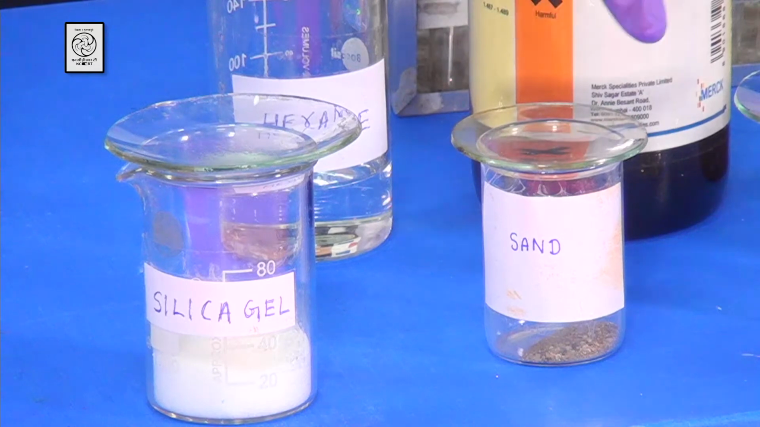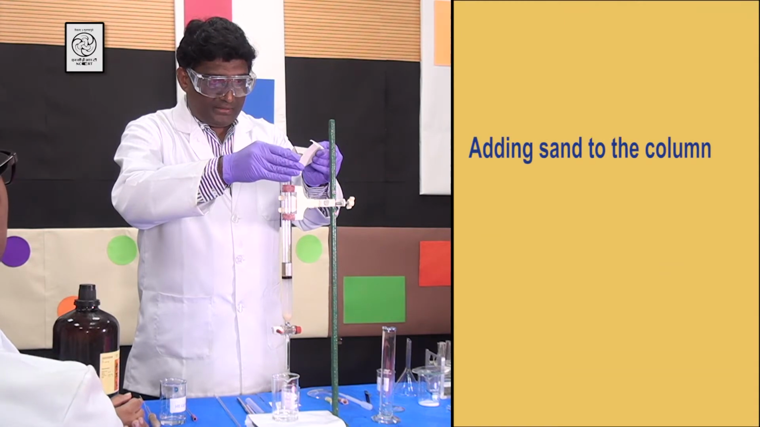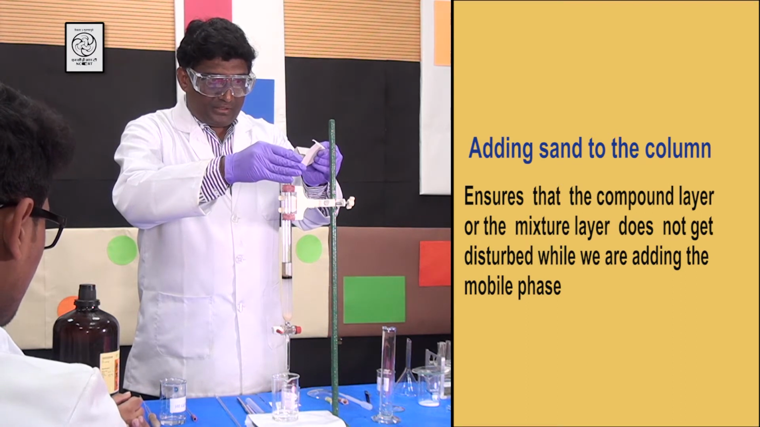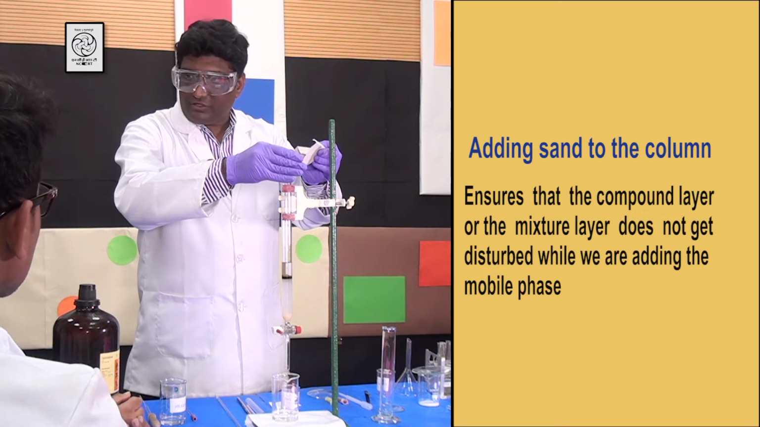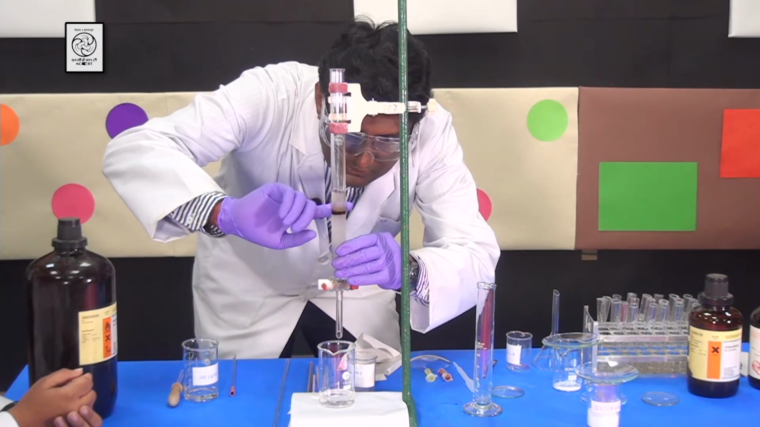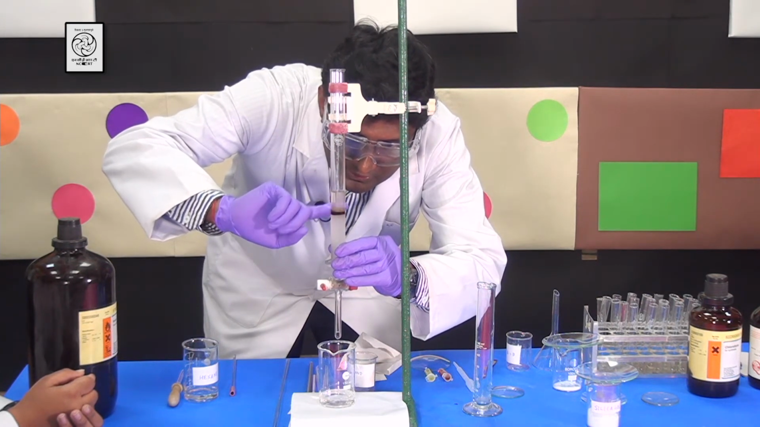Now I am going to add some sand on the top of this mixture layer. So for this I am taking some sand and I am going to add it. Sir, why are you adding sand here? We need to add the sand so that the compound layer, or the mixture layer, will not be disturbed while we are adding the mobile phase during the experiment. So once you add the sand, you can tap it gently so that it forms a uniform layer on top of your mixture layer.